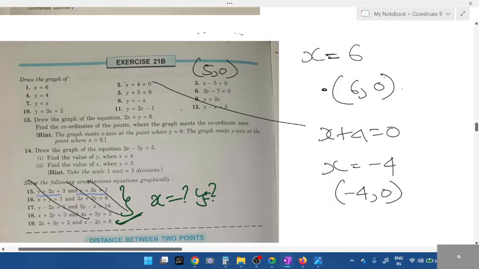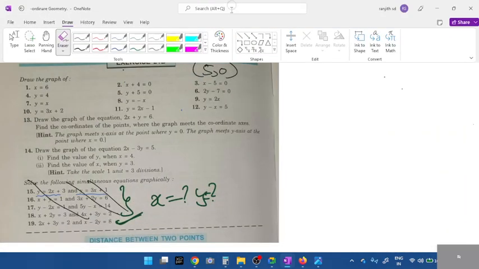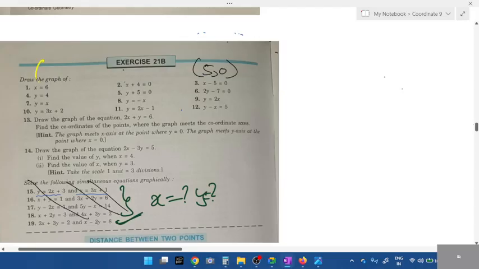Take down these values. We'll plot it now. Next, y is equal to 4. Then what's the answer? Very good. 0 comma 4 is what you have to plot. Next. 1 minute, let me write all the answers here. I'll give you all time. Later you can plot. What is the answer for this? 6 comma 0. Next. Minus 4 comma 0. For y, 0 comma 4.